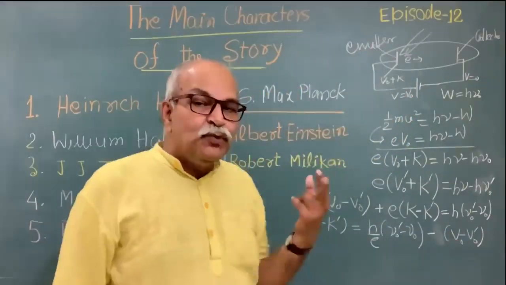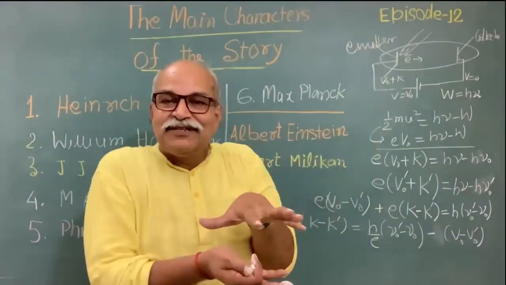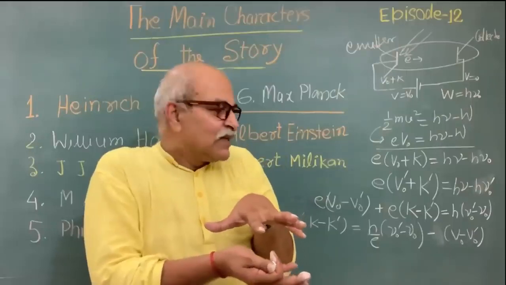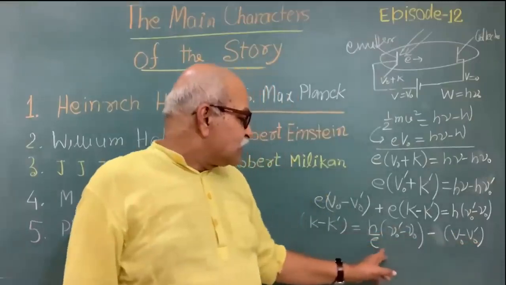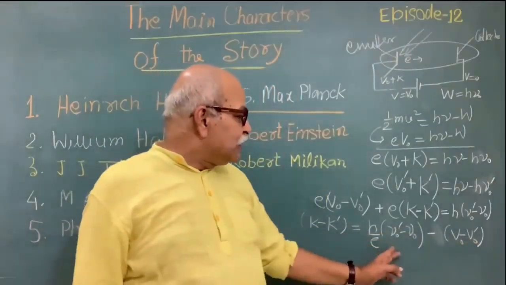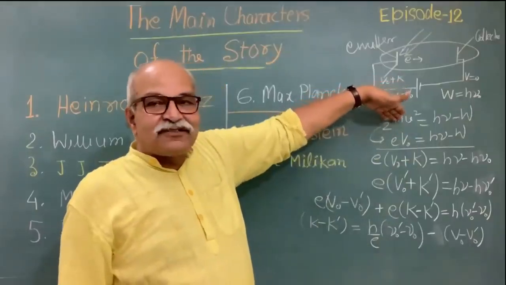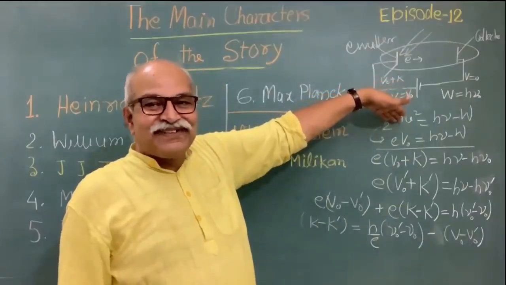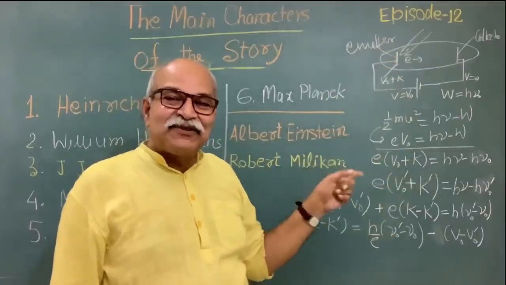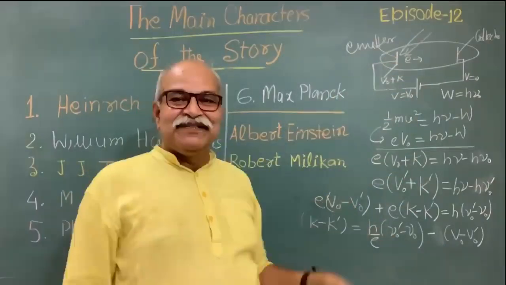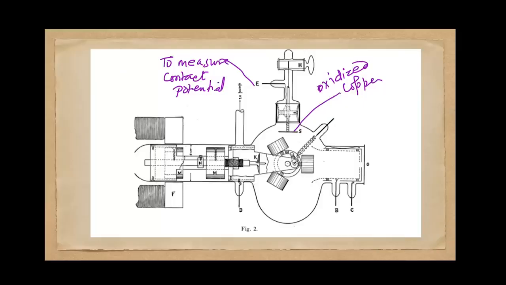So you have two different ways. One is direct measurement of contact potential, and the second is from these parameters, and these two should be equal. If they are equal, that means this equation is valid. Alright, so Millikan does that also. So let me go to the screen and discuss it further.